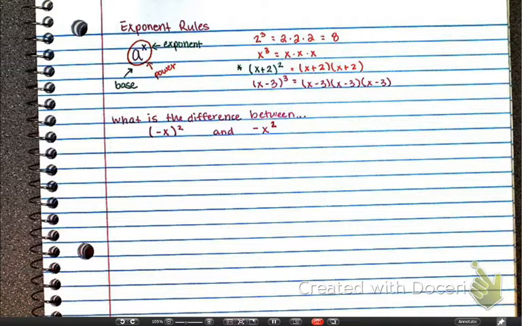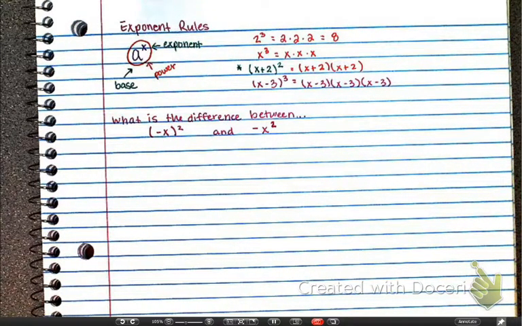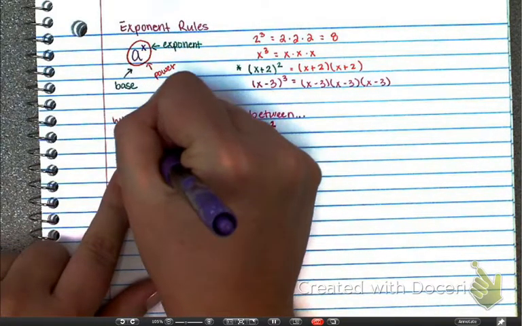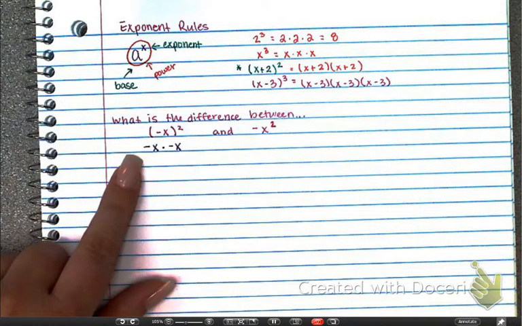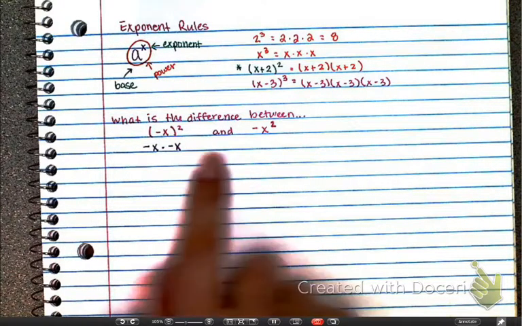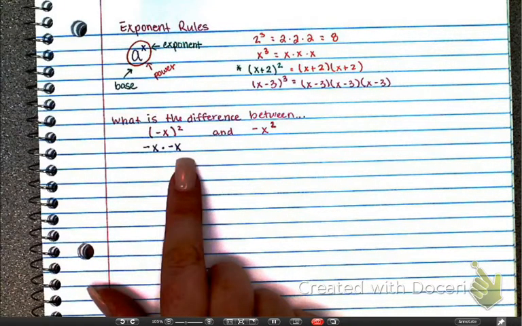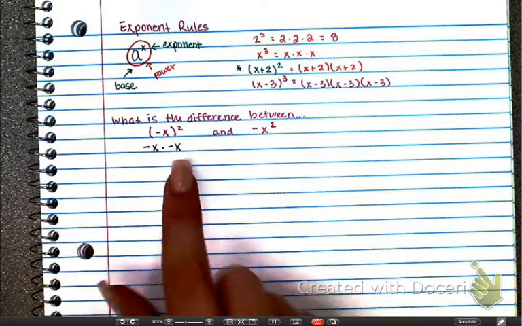No? Okay, so let's process through it. Tell me what negative x squared means. Negative x times negative x. Right? It's what's in parentheses, it's my base, and then it's squared, so there's two of them. Do you agree with that? What is negative times a negative? A positive, and x times x is x squared.